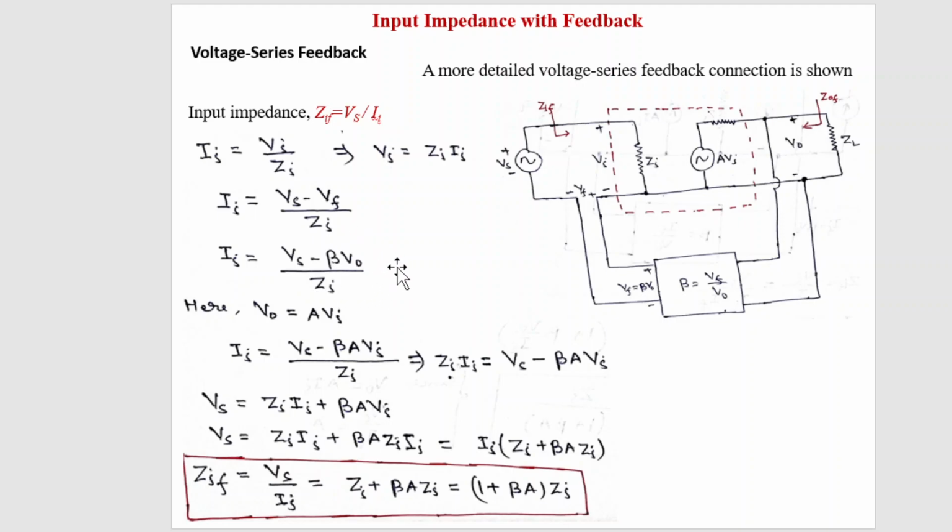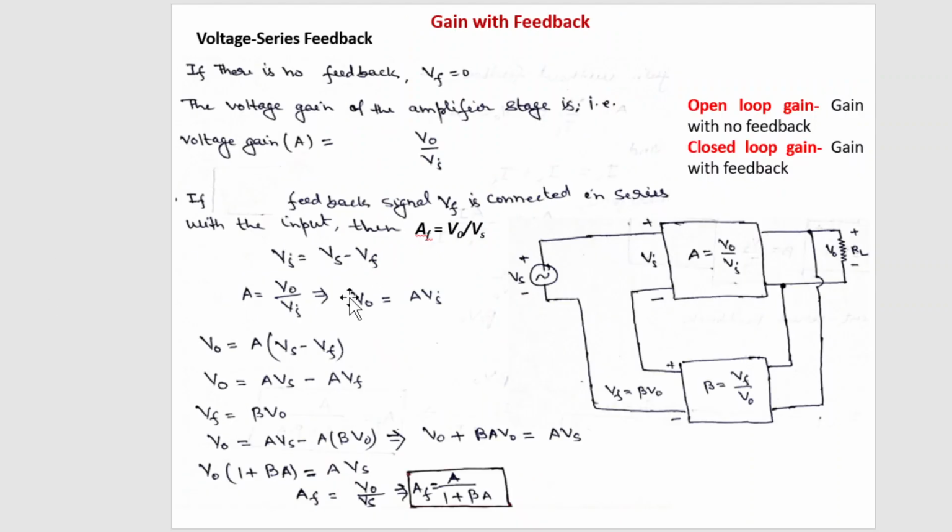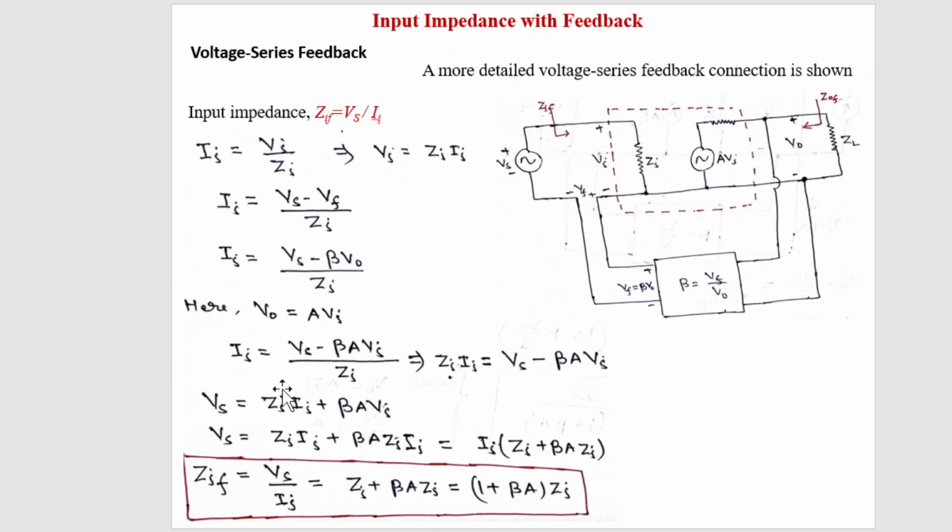And this V naught can be written as we have seen. This V naught will be equal to how much? V naught is equal to A into Vi, where A is the gain without feedback. So if you do that, then we can write Ii is equal to Vs minus beta into Vo. In place of Vo, what we can write? A into Vi divided by Zi. Now if you see here, Ii and Zi can be multiplied. If you multiply, that is Zi into Ii is equal to Vs minus beta into A Vi.